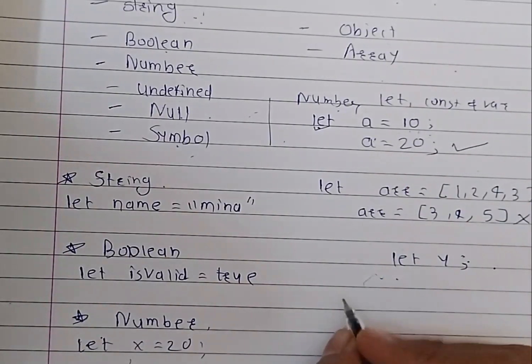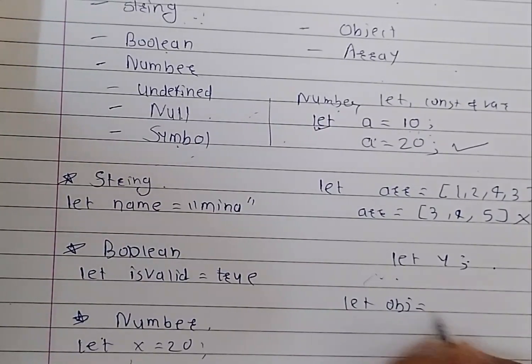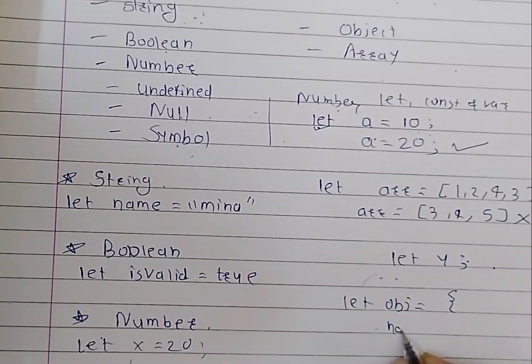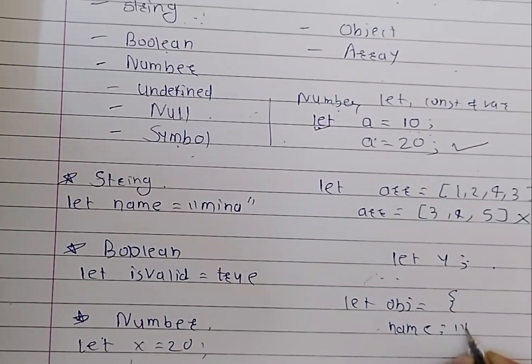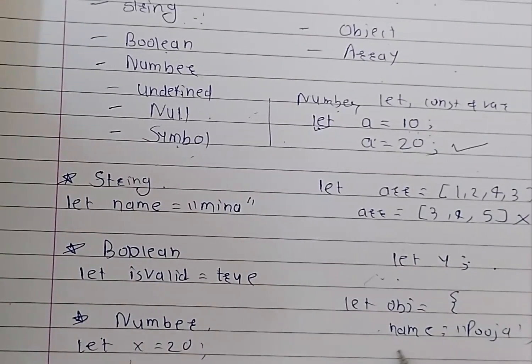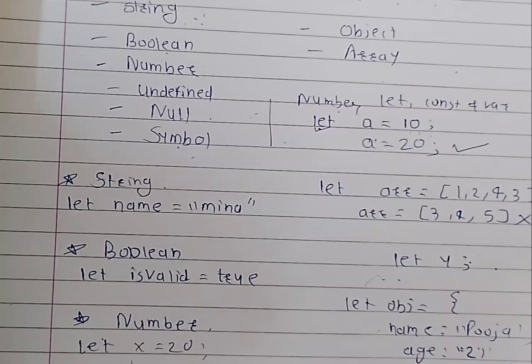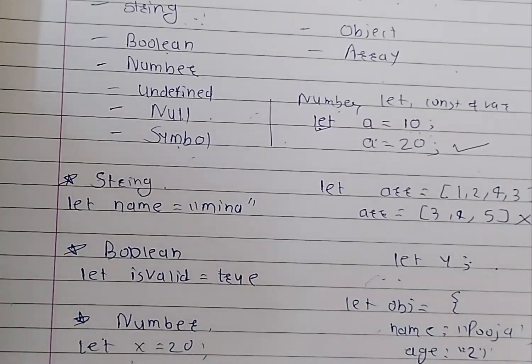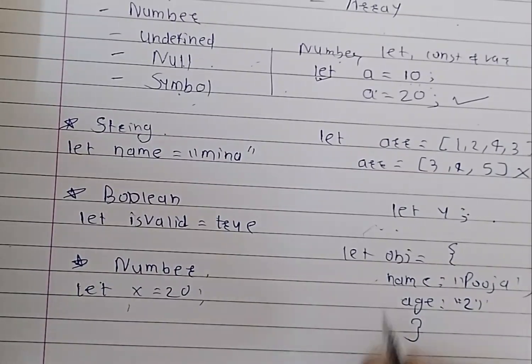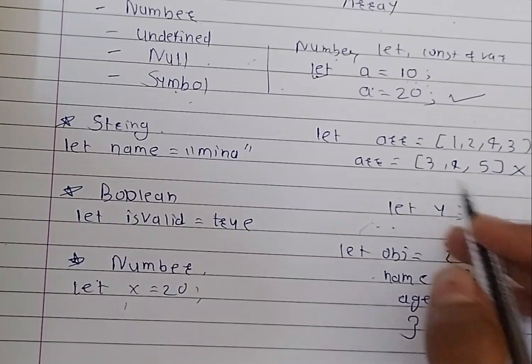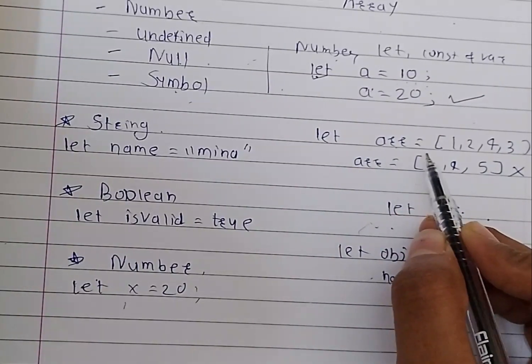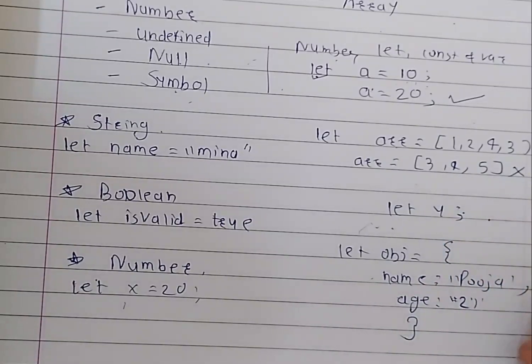So we can see that, like let object is equal to name Pooja and age 21. So like this we can declare an object in JavaScript. And then simply array, we already saw that with the help of this syntax we can declare an array in JavaScript. So these are all the things, the variables and the data types, that we saw today. Thank you so much. That's all.